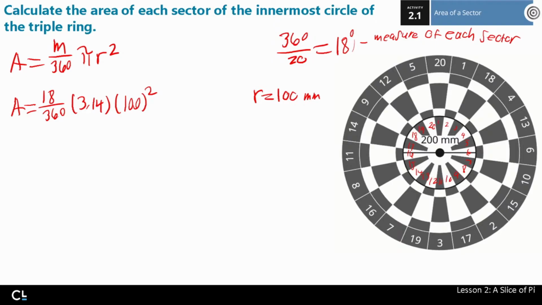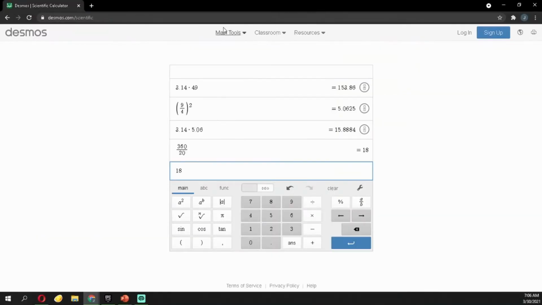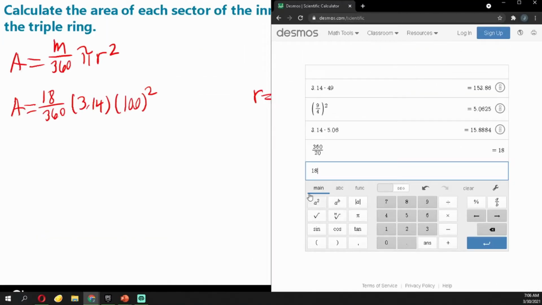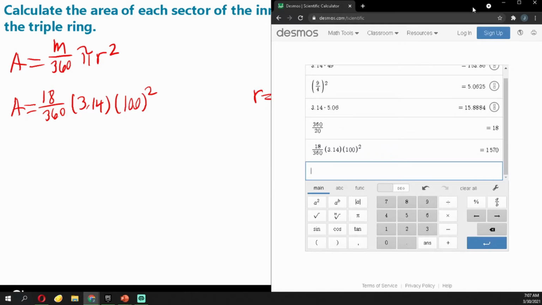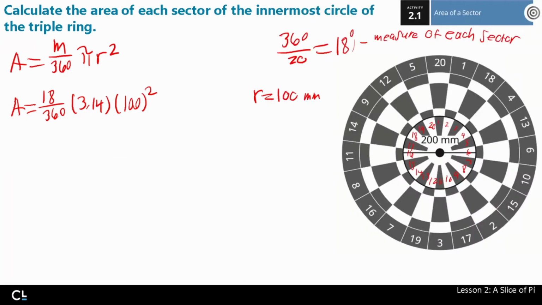Actually, we could plug this all into a calculator if you're using the Desmos. Here's my Desmos. I already typed in 18. We click divide it by 360. You just click outside of that fraction. And then you do open parenthesis, 3.14, close parenthesis, open parenthesis, 100, close parenthesis, square. And here we have our answer. We click enter, and it's going to give me 1,570.